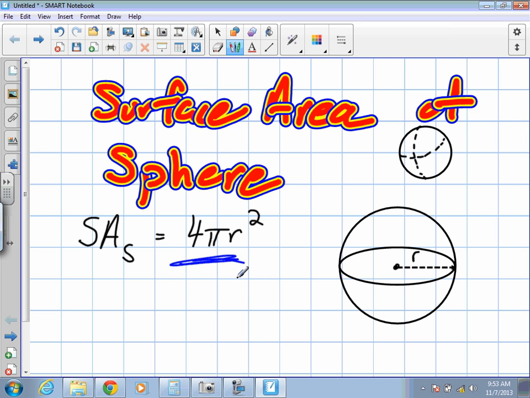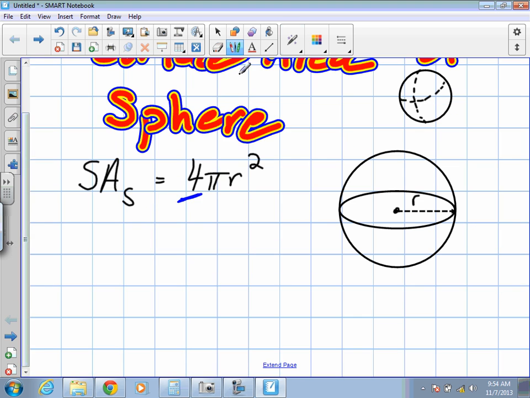When we're talking about the surface area of a sphere, this is our formula. We need to know the radius of the sphere, and we do pi r squared, which is very similar to our area of a circle. We then multiply it by the value of 4. So it's really just one more number than we're used to.